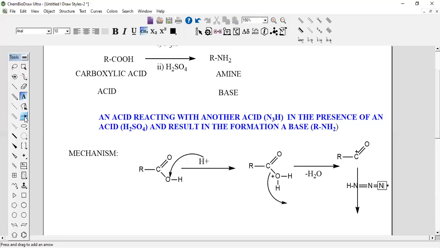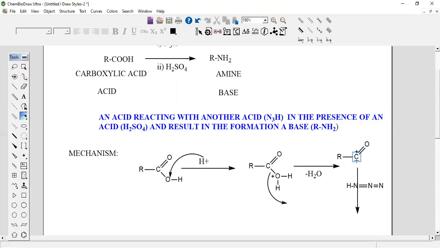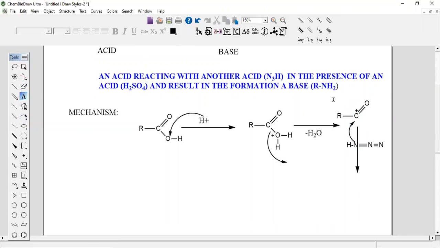Now in this hydrazoic acid, what happened? This is going to be attacked because it has a positive charge. There is a lone pair of electrons on this nitrogen atom, and it will go and attack this. So this entire hydrazoic acid part, how will it be connected? There will be a bond, and this nitrogen will be added.